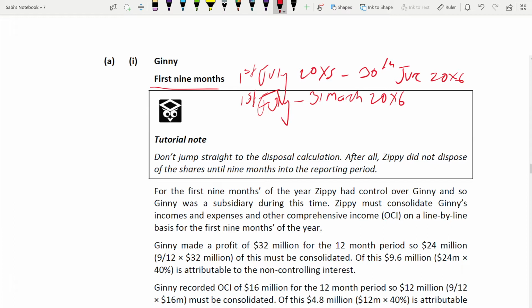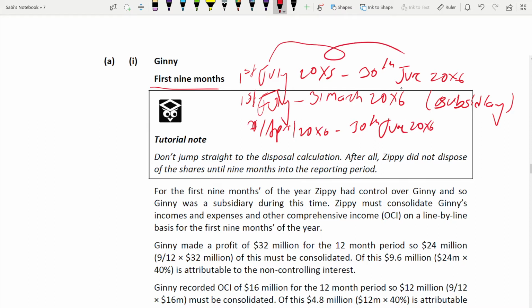That's why 1st of July 2005 to 30th June 2006 is the reporting period. So in this reporting period, for how many months were you a subsidiary and how many months an associate? That's what the question is asking you. From 1st of July to 31st March 2006 you were a subsidiary, and you disposed on 31st March. That means from 1st of April 2006 until 30th June, it should cover this whole period. In this whole period your status changed. First 9 months you were a subsidiary, then the remaining 3 months you are an associate.